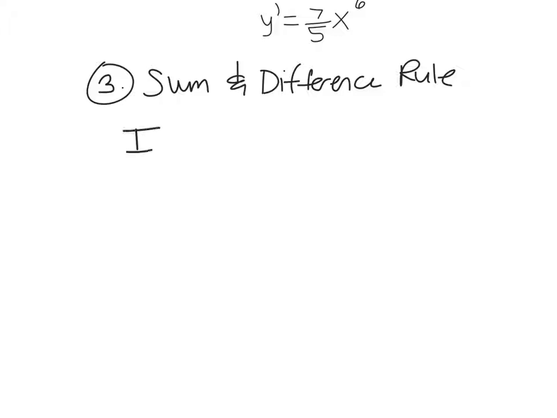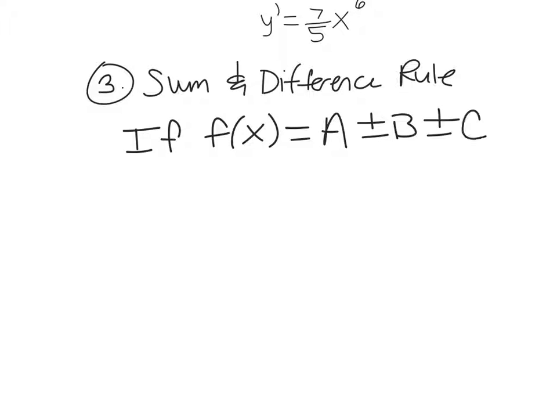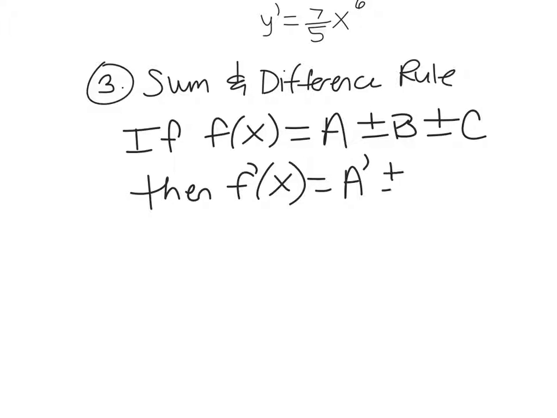It says if f of x is equal to a plus or minus b plus or minus c, and a, b, and c are all different power functions, then the derivative of this is pretty basic. It's just to take the derivatives of all these separately: a prime plus or minus b prime plus or minus c prime. I'll show you an example of that, and you're going to be like, yeah, duh.